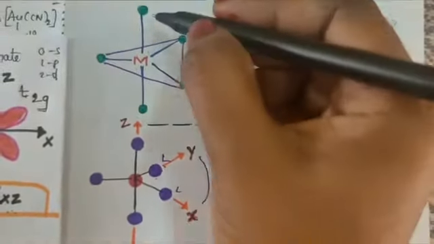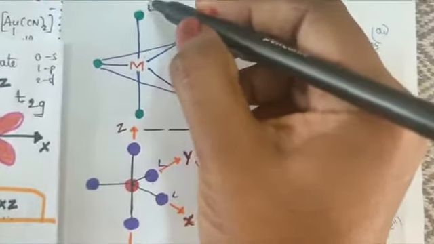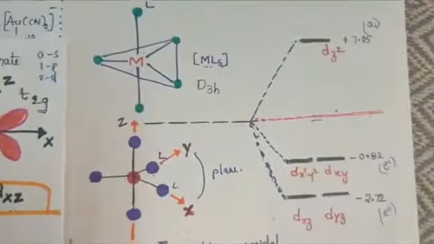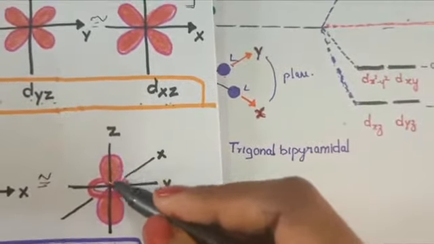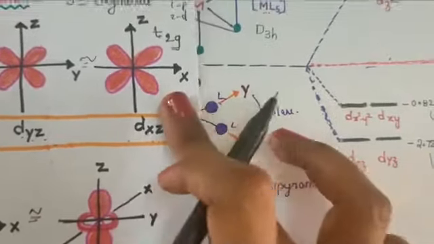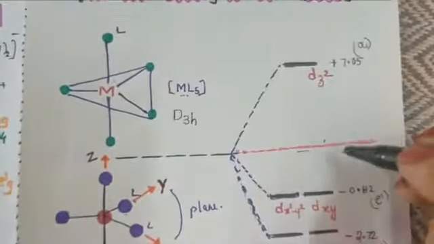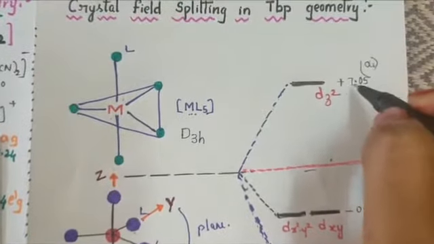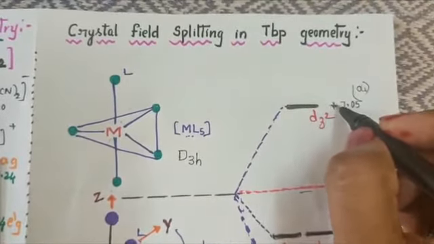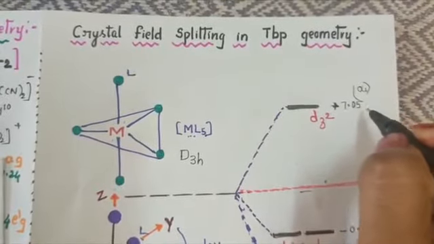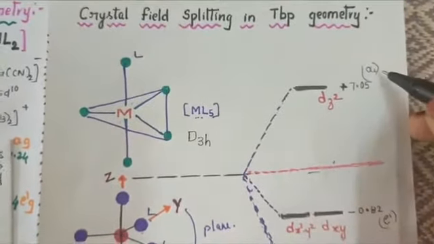That is because the ligands are also approaching along the z-axis, and if you look at the structure, the lobes of the dz square orbital are also oriented along the z-axis, so it gets repelled to the maximum extent and the energy rises. The energy of the dz square orbital rises up to plus 7.05, and the notation given is A1.